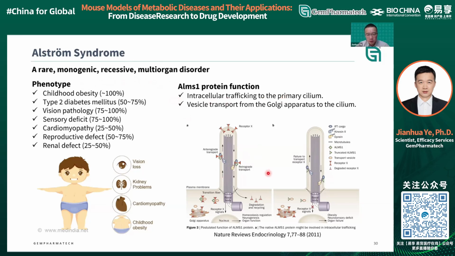As we can see from this cartoon, this blue box is the ALMS1 protein. It's located on the cilia for transport, and the ALMS1 protein is also supposed to be involved in the vesicle transport from the Golgi apparatus to the cilia. So we can see it here. This is the ALMS1 protein. It's involved in the transport.